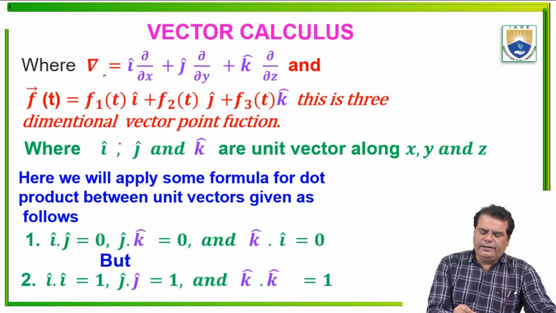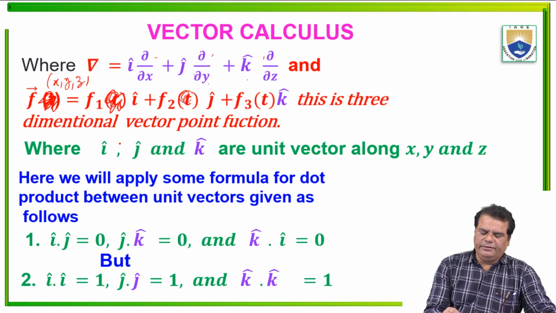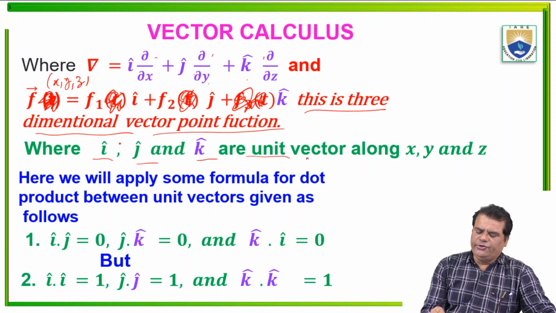Where del equals i dou over dou x plus j dou over dou y plus k dou over dou z, and f1 is a function of x, y, z, not t. So f equals f1 i plus f2 j plus f3 k. This is a three-dimensional vector point function, where i, j, k are unit vectors along the x, y, z axes.